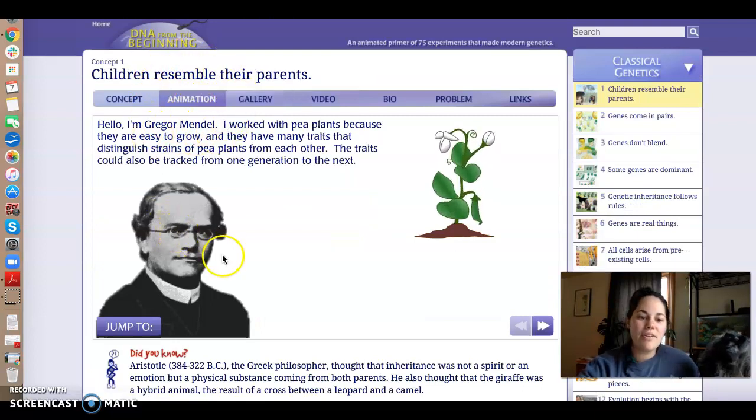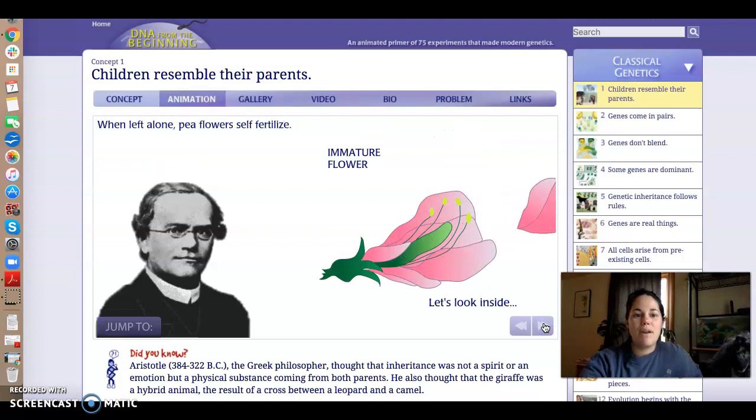And here's Gregor Mendel. So he chose to work with pea plants because they're easy to grow and they have many traits that distinguish strains of pea plants from each other. And the traits can also easily be tracked from one generation to another because of how quickly pea plants reach maturity. So now that I have read that first slide, I click my next button.